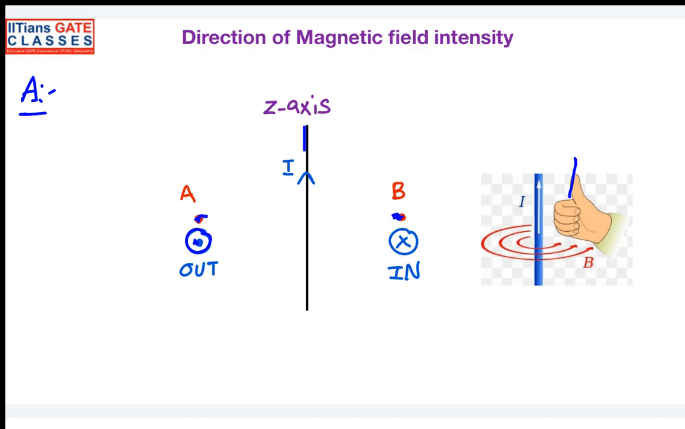I hope you understood, right? At point A, your fingers are pointing outside, and at point B, your fingers are pointing inside. This is an example where you can clearly see how Fleming's right-hand rule can be applied. Is it clear? At point A, the fingers are pointing outside the plane, and at point B, all your fingers are pointing inside the plane of the paper. So you got the point here, the direction of the magnetic field intensity.